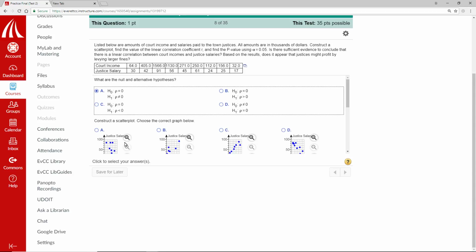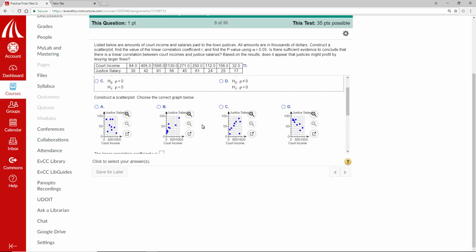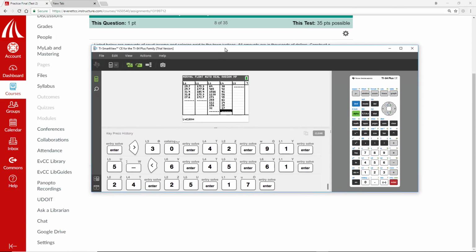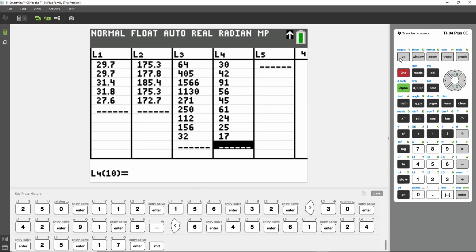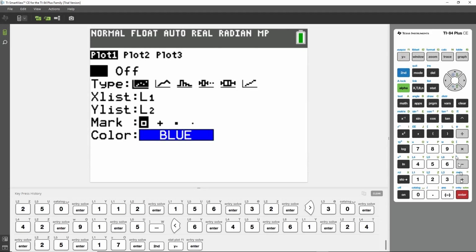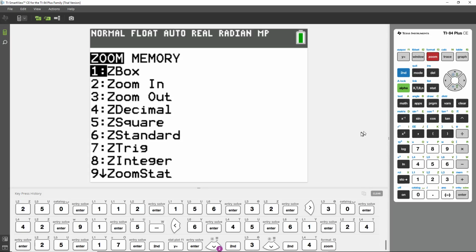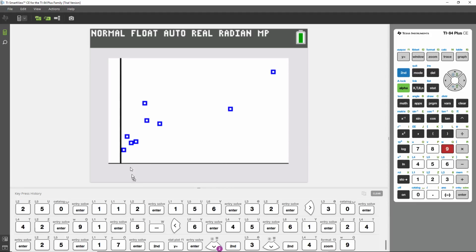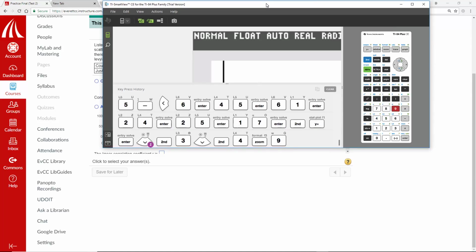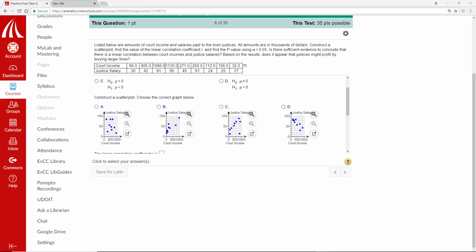And the scatter plot, I can actually use my technology to create a scatter plot really fast. What I'll do, and maybe that will help me graph it, I'm going to do second stat plot, turn the first plot on, and then I'm going to choose L3 and L4. And then just go to stat plot. So zoom and then number 9. So this is what I got. That looks familiar. I think it looks like B.